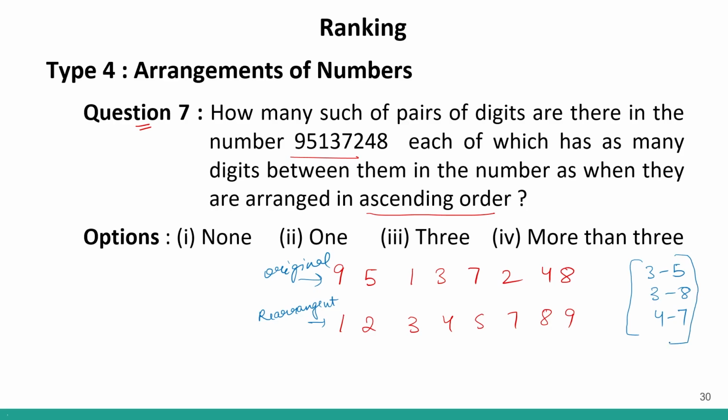3 pairs are there which have as many digits between them in the number when they are arranged. So my answer will be option number 3, 3. Clear?